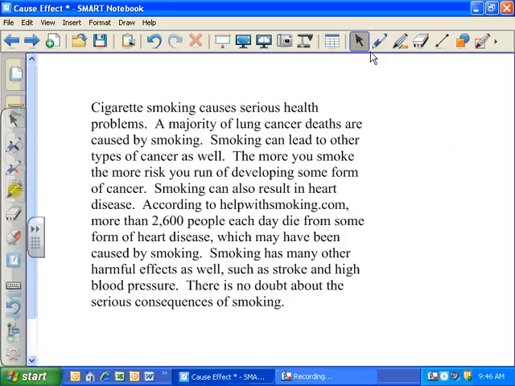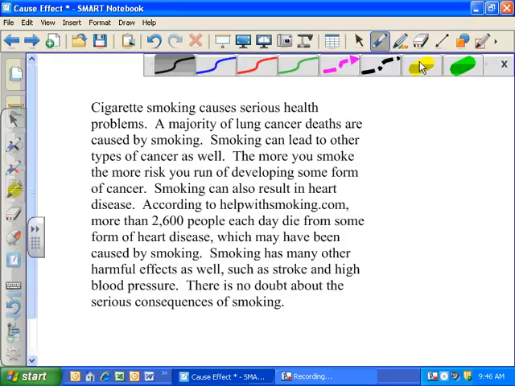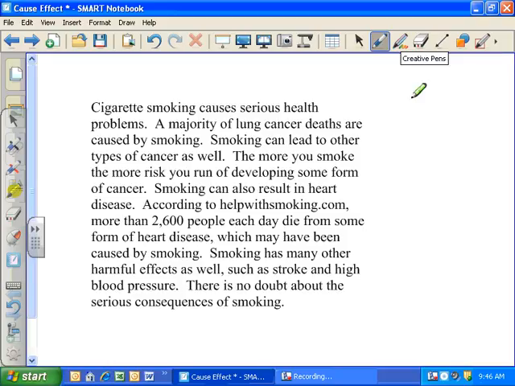So let's look at a sample passage. I'm going to get my highlighter out. And generally my strategy here is, as I'm reading, when I see a signal word, I'm going to highlight the signal word, not the detail, but just the signal word to clue me in. So cigarette smoking causes serious health problems. There's my signal word. A majority of lung cancer deaths are caused by smoking.